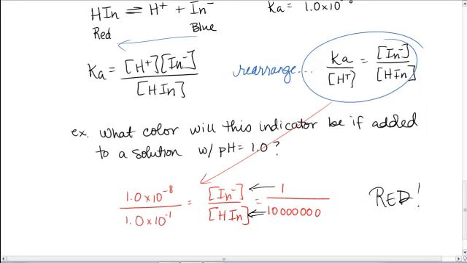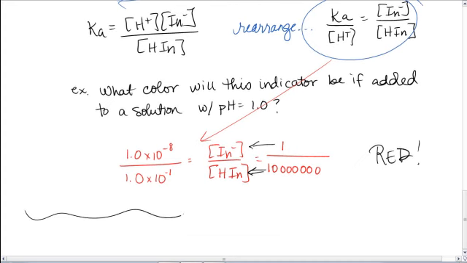Now, what if the In minus and the HIn concentrations were similar? What would we see? Purple, right? And so that would be our equivalence point, would be purple, which is a difficult one to tell because when's purple? Is it red purple? Is it blue purple? Is it purple blue? Kind of hard to tell when it's actually purple, but the true equivalence point would be purple.